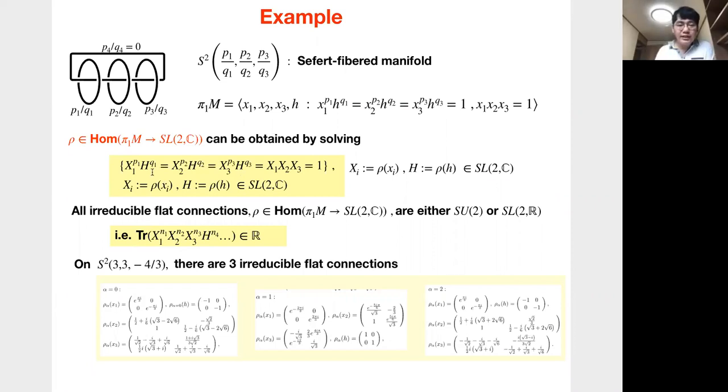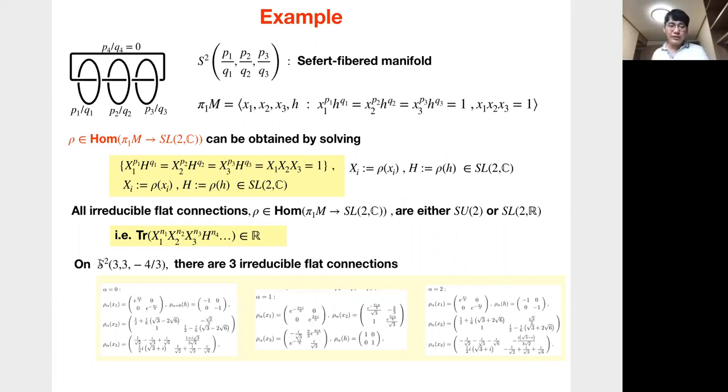And we can check that all the irreducible flat connections are either SU2 or SL2R by checking that all the trace matrices of these are real. So this is one infinite family of examples which satisfies this topology criteria.